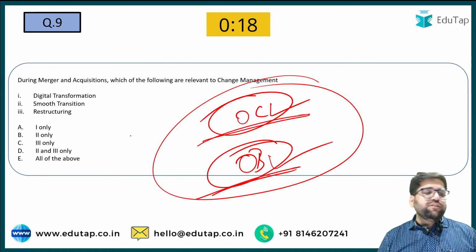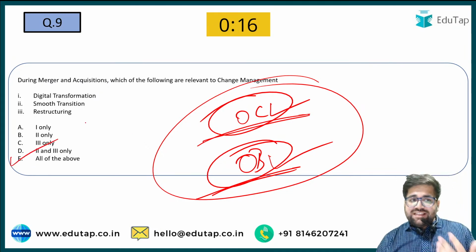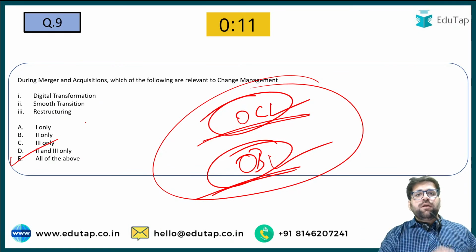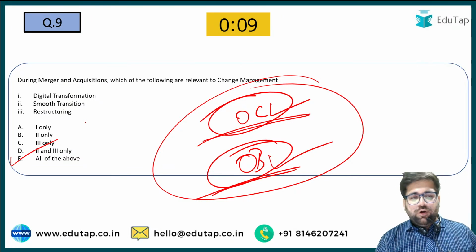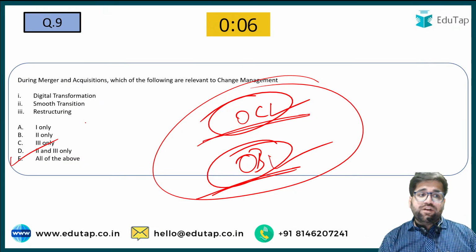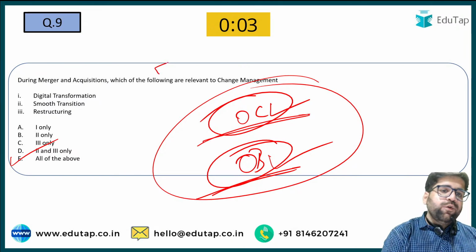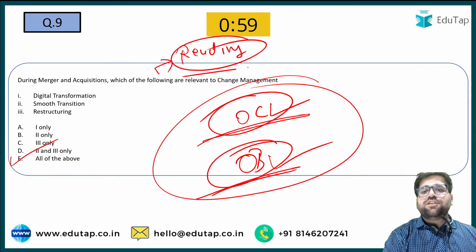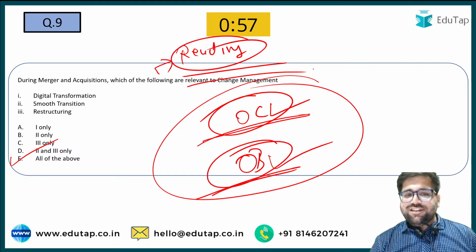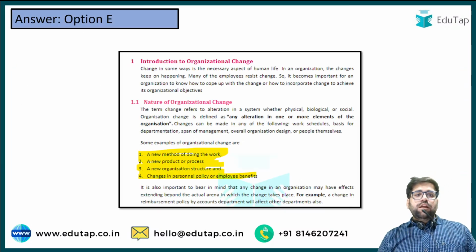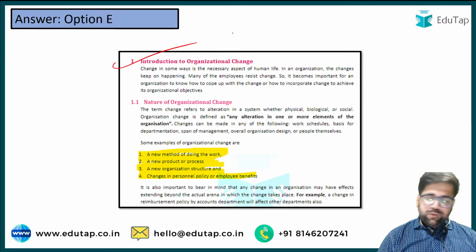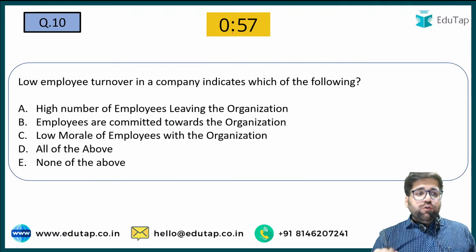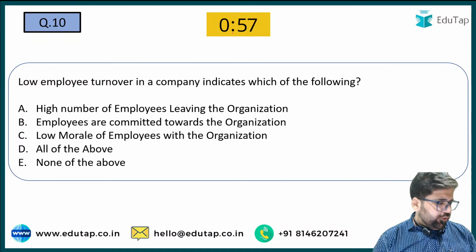Yes, the correct answer to this particular question will be E, because if any change takes place during merger and acquisition, it will definitely transform the digital transformation of the host company. It will also have smooth transition and restructuring. Even if you are not reading these two chapters, if you have common sense, which is very less common, you could have easily answered this particular question. Again, if you are seeing our concept notes, those who are subscribers to EduTap must have easily answered this question. Question number 10, my friends, and then we will see what your score is.